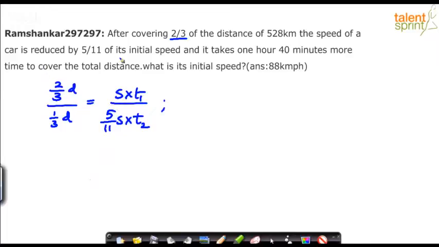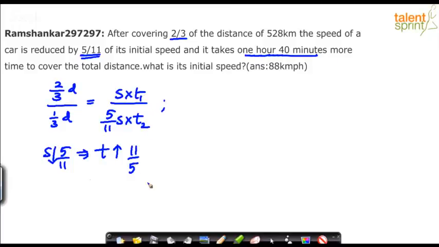So basically, for the remaining 1/3 of the distance, they should have taken some time, right? But they've taken 1 hour 40 minutes more for covering that 1/3 of the distance. This 1 hour 40 minutes is more because the speed was reduced by 5/11th, right? So you know that if speed is reduced by 5/11th, time taken will increase by 11/5, right? But here it says time has increased by 1 hour and 40 minutes.